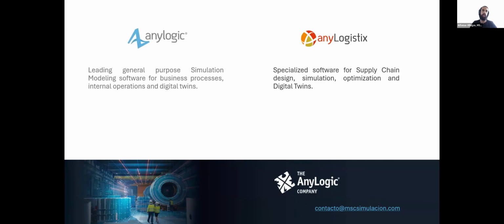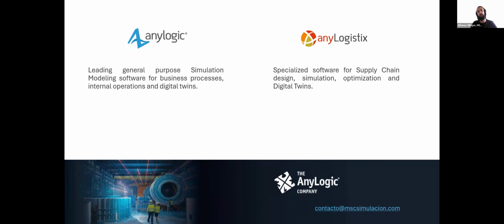Besides anyLogistix, we have another software which is called anyLogic. For those of you that don't know it, anyLogic is a general purpose simulation modeling software that has a lot of applications in different business processes and internal operations. For example, you can model the internal operation of a distribution center or of a factory, of a hospital, and so on. I advise you to take a look at the website, anylogic.com. You can explore it. You can also download a free version and play with it.